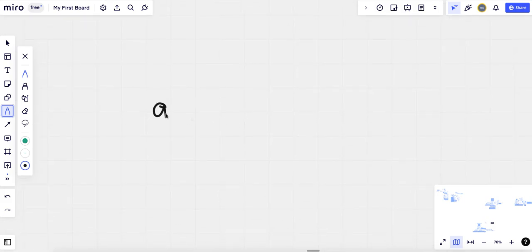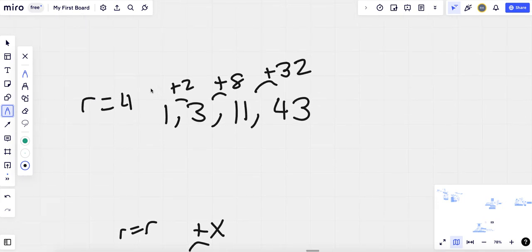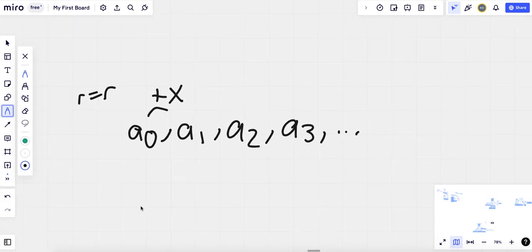Let's say I have A0, A1, A2, A3, and so on. And just like in the last example, let's say they have a common ratio between their differences. Let's say the first difference is x, and the common ratio is r. So just like in this case, where it was 4, our common ratio here is going to be r. That means that the differences are going to go plus x, plus rx, plus r squared x, and so on.